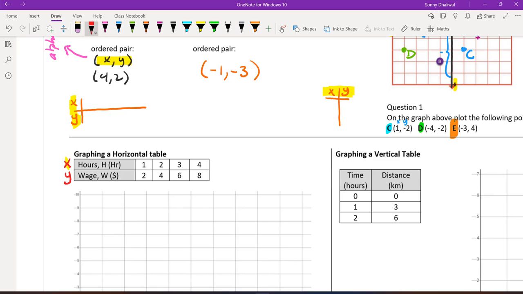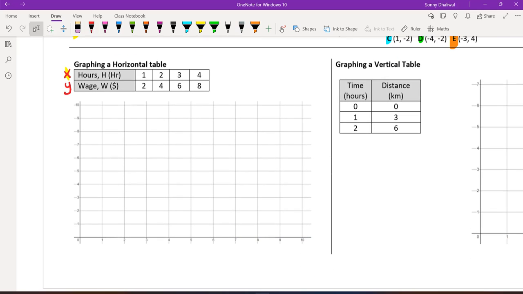Now, when we're graphing, we need to label our axes. Our x-axis is hours. So we write down hours like this. Now, the 8 bracket HR tells you the units. What is this measured in? Hours. And the other axis is wage and dollar sign. Ka-ching, ka-ching.